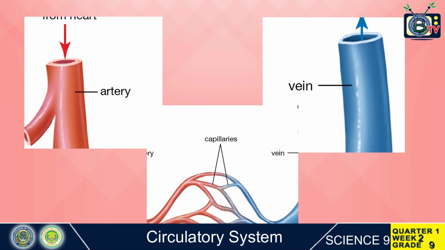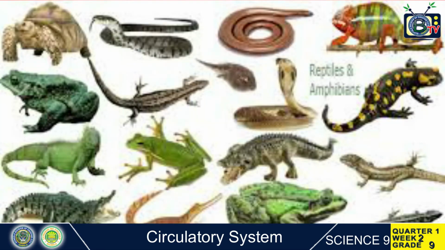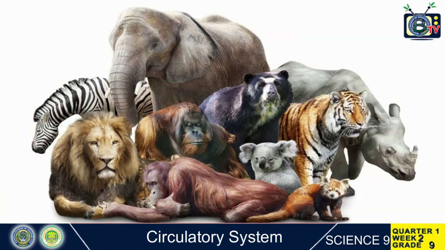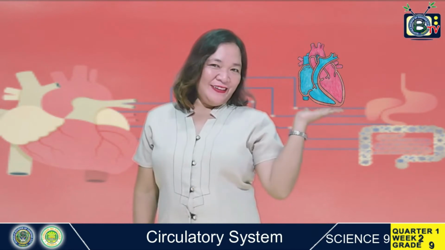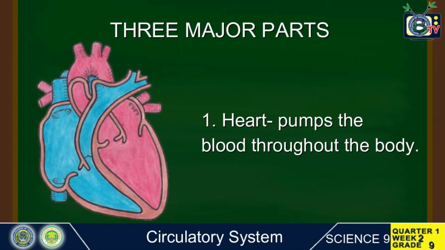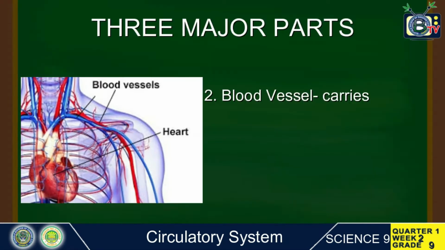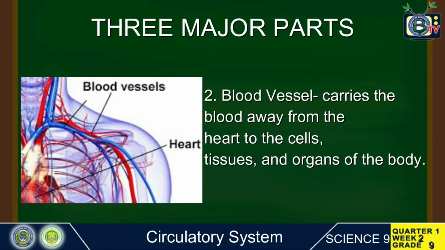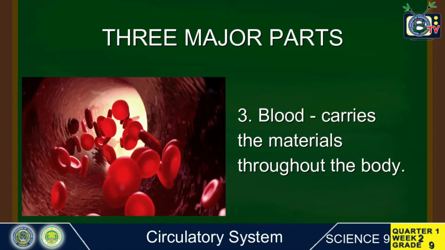Vertebrates, animals with backbones like fish, birds, reptiles, and so on, including most mammals, have closed cardiovascular systems. There are three major parts of the circulatory system. Number one, the heart. The heart pumps the blood throughout the body. Number two, the blood vessel. It carries the blood away from the heart to the cells, tissues, and organs of the body. Number three, the blood. It carries the material throughout the body.